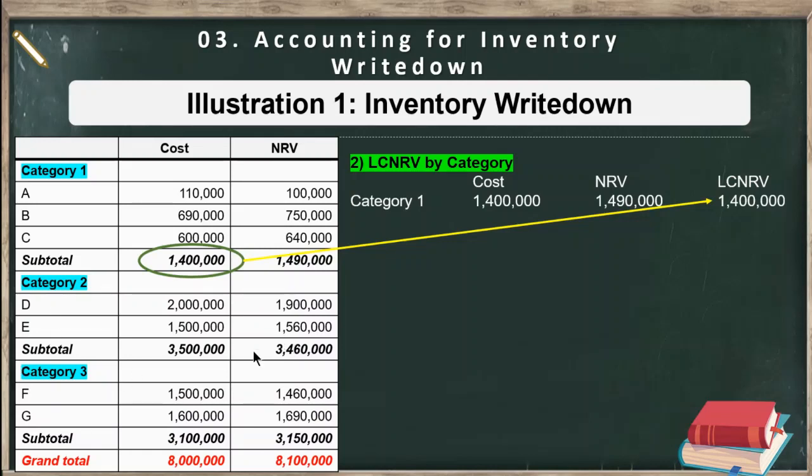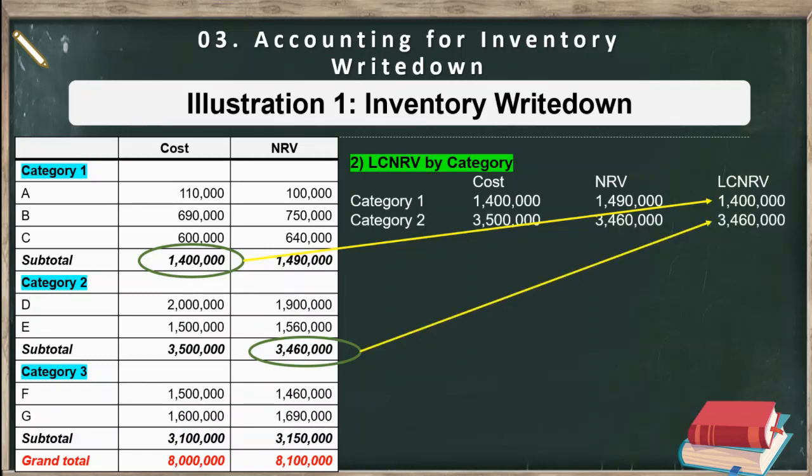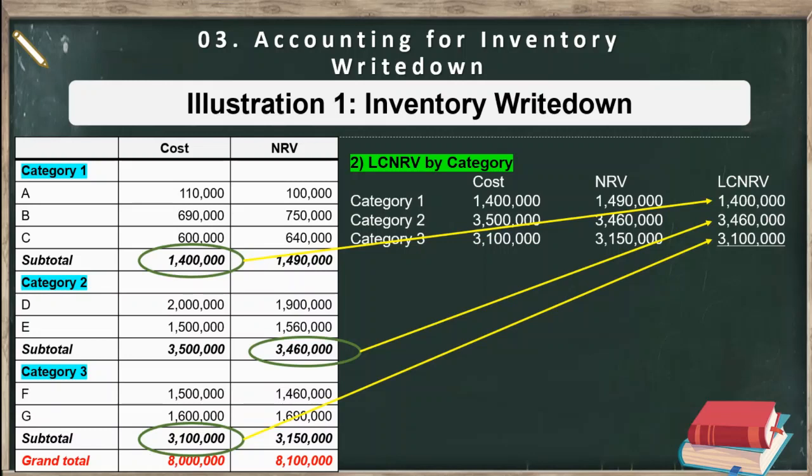Next, under category 2, the lower amount is 3,460,000. So we take note of 3,460,000 as the lower between the total cost and total NRV for category 2. For category 3, the lower amount is 3,100,000. So that will be the valuation for category 3 in total. We're going to sum up these 3 categories. The total would be 7,960,000. So that will be the valuation of our inventory if it is by category.